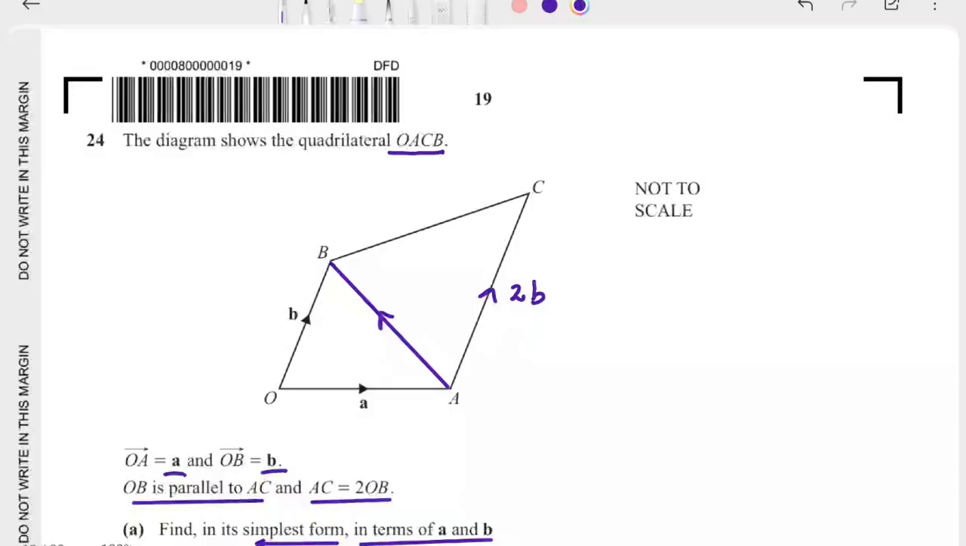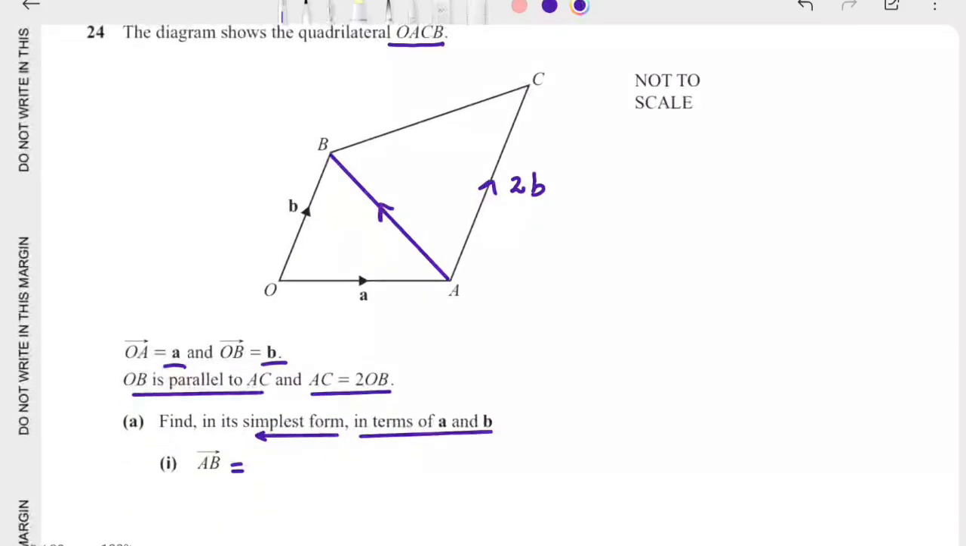We will follow the path. We'll start with A. So AO plus OB is a suitable path. OA would be negative A, as we are moving in the opposite direction of OA, plus OB is B. So the answer would be B minus A.